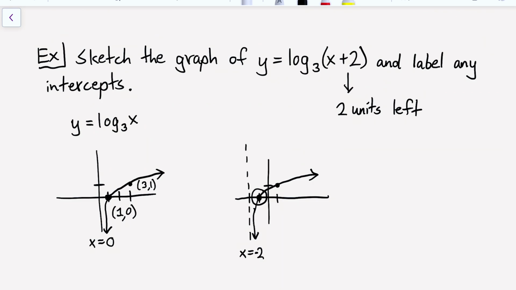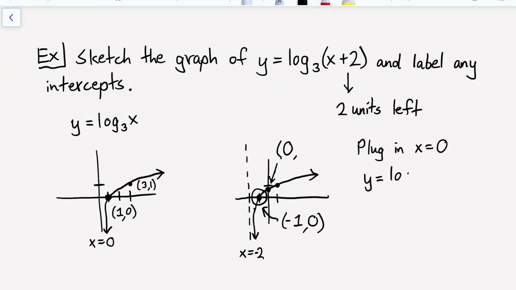Finally, we were told to label any intercepts of this graph. One of them is quite obvious. This is one of the points that we translated, and that is the point (-1, 0). The other one is more difficult to state, the y-intercept here. What value is this y-intercept? Well, we know that the x value must equal 0, and we can plug in x equals 0 to get an output value for y.